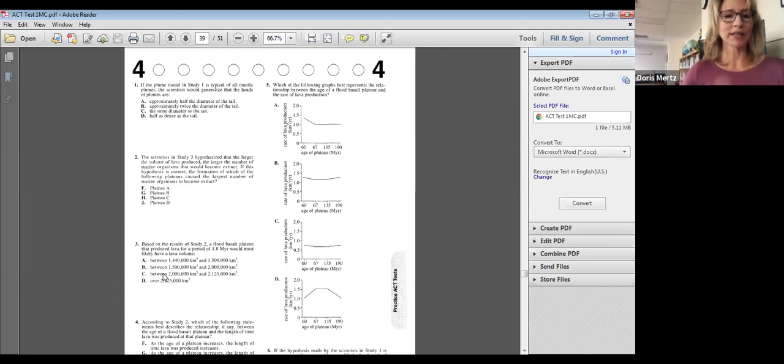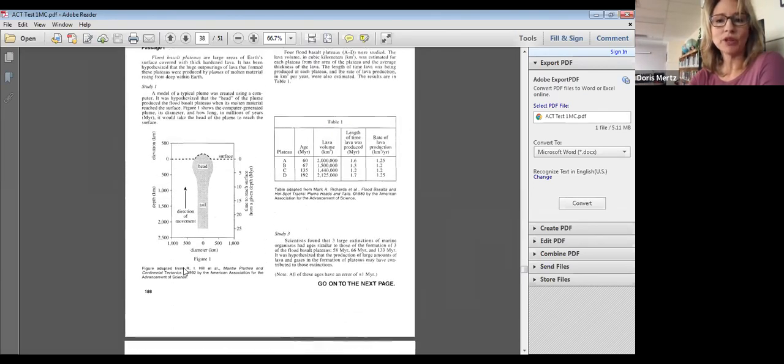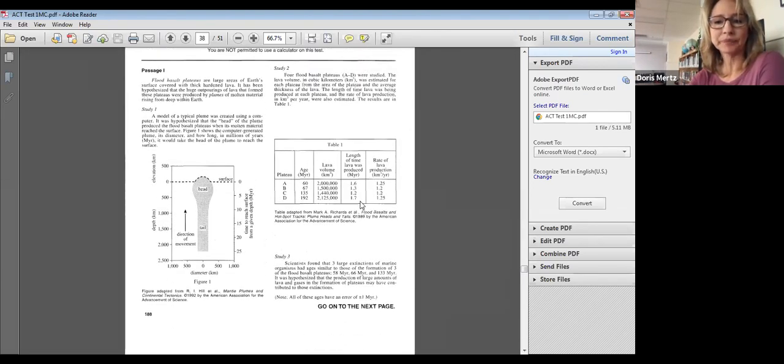All right, based on the results of study 2, a flood basalt plateau that produced lava for a period of 1.8 million years would most likely have a lava volume of, this is one where you have to interpolate. So what did you guys get? You got D, right, over 2,125,000, whatever those are, kilometers cubed. All right, good. Let's go to number 4.